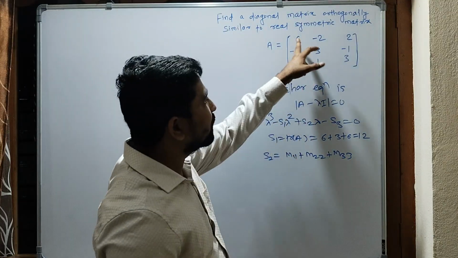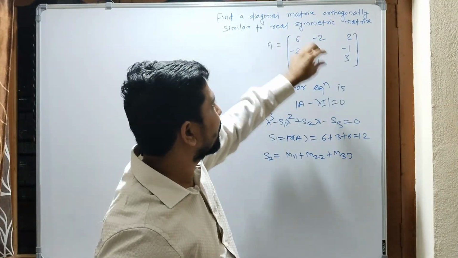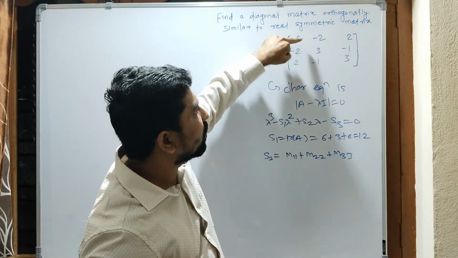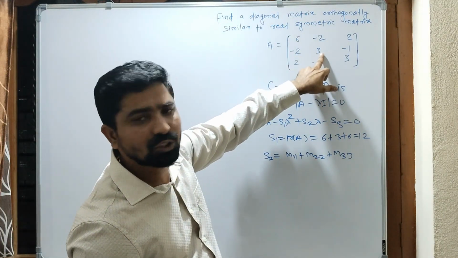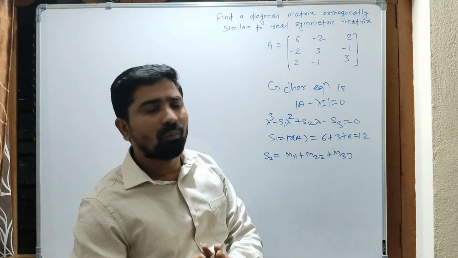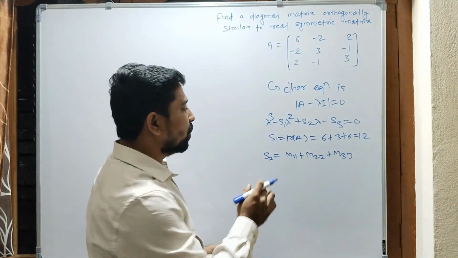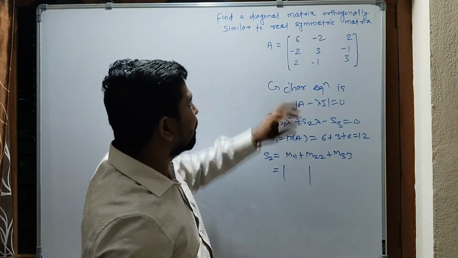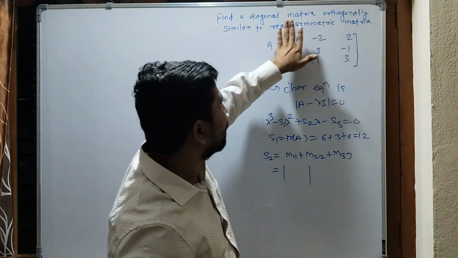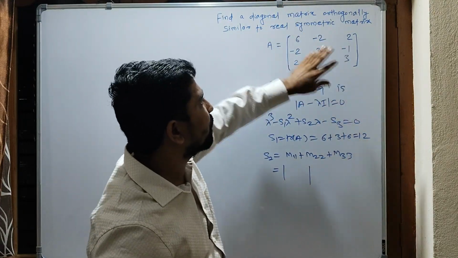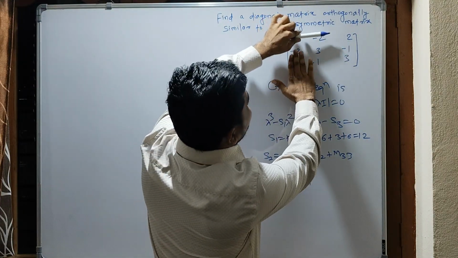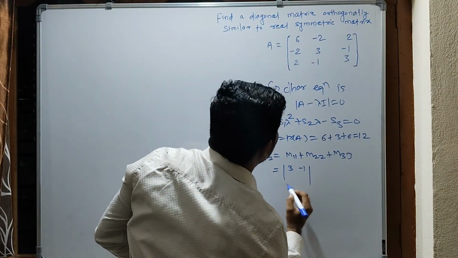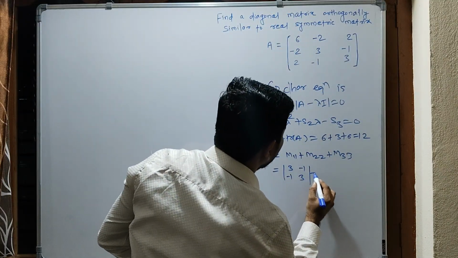That is the sum of the minors along the principal diagonal. So this is the principal diagonal of this matrix: find the minor of m11, plus the minor of m22, plus the minor of m33. How to find the minor of the m11 position? Hide the first row and first column, and take the determinant of the remaining. That is the determinant of 3, minus 1, 3.